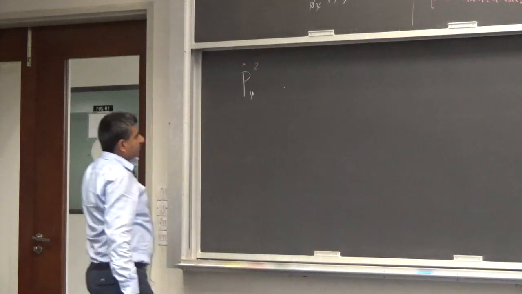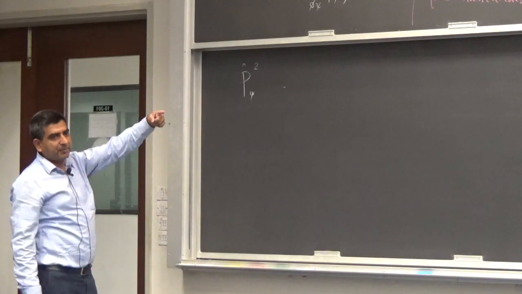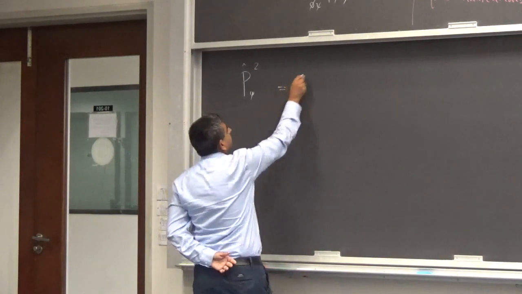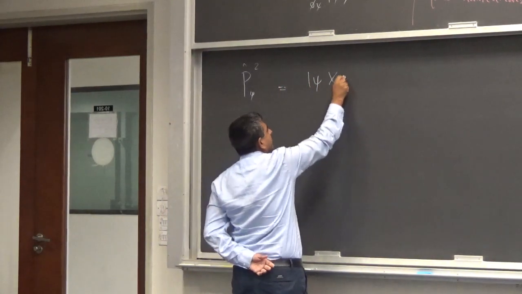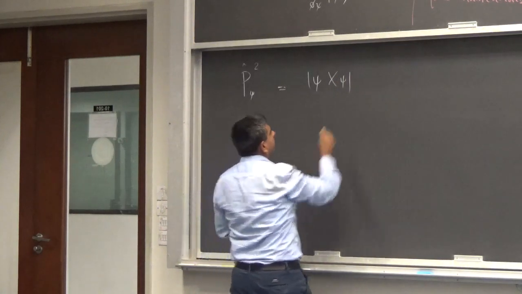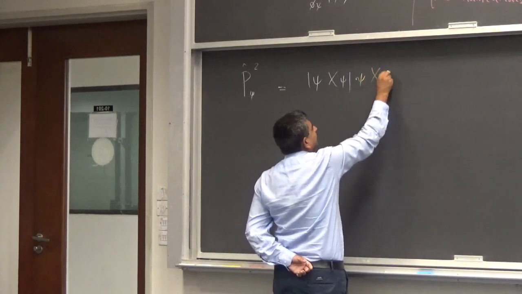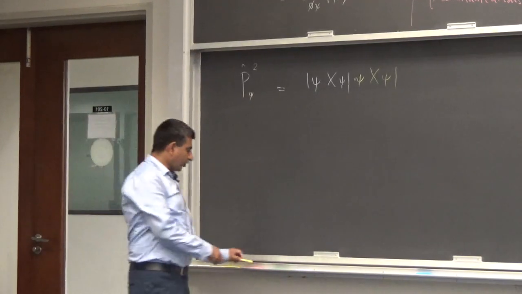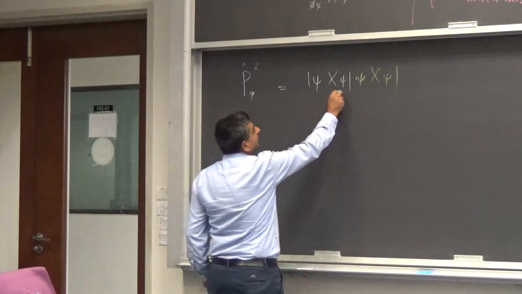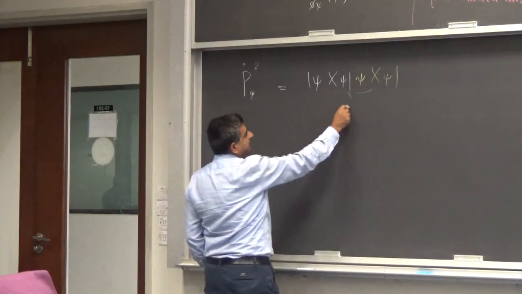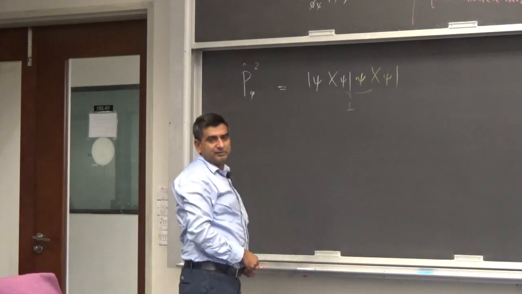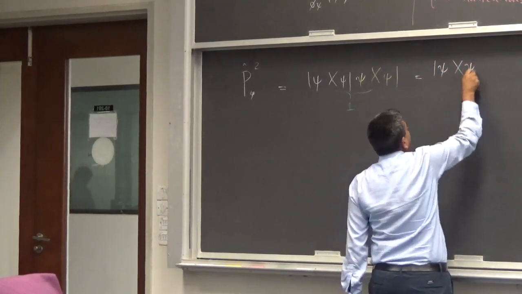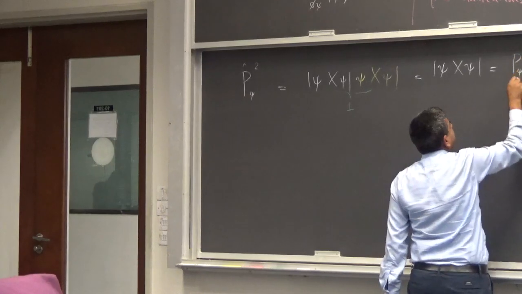So another definition of a projection operator is that if it were to be implemented twice in succession, once followed by another instance, then this object here, since the state is normalized, this is just 1, and you're left with ket psi, bra psi, which is the projection operator itself.